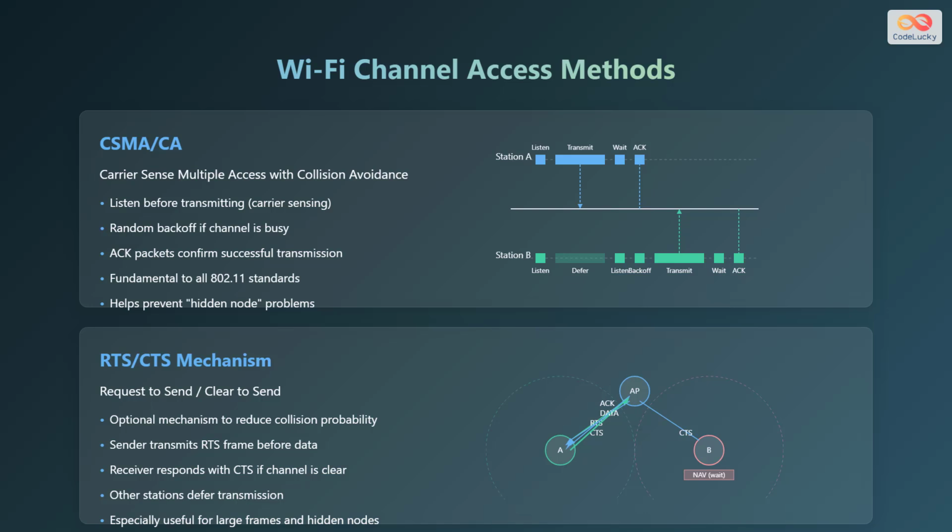The second method is the request-to-send/clear-to-send mechanism. This is an optional mechanism to reduce collision probability. The sender transmits a request-to-send frame before sending data. The receiver responds with a clear-to-send frame if the channel is clear, and other stations defer transmission. It is especially useful for large frames and in scenarios with hidden nodes.